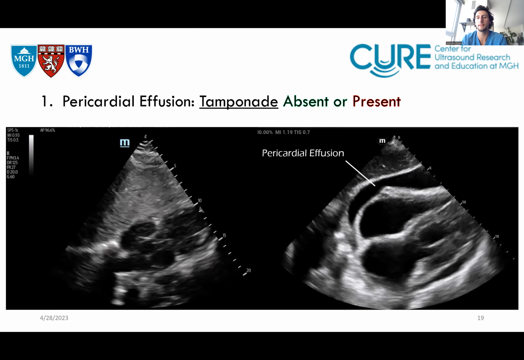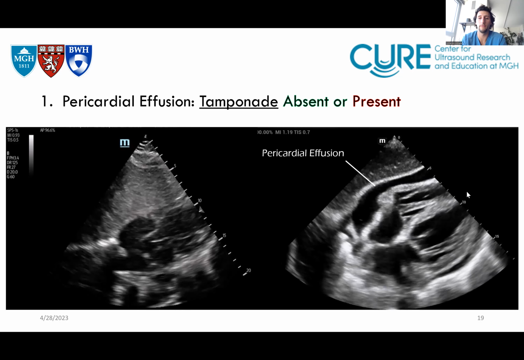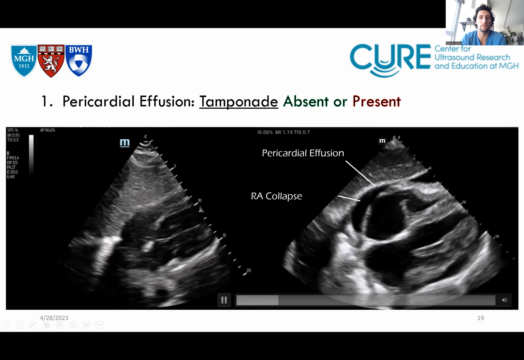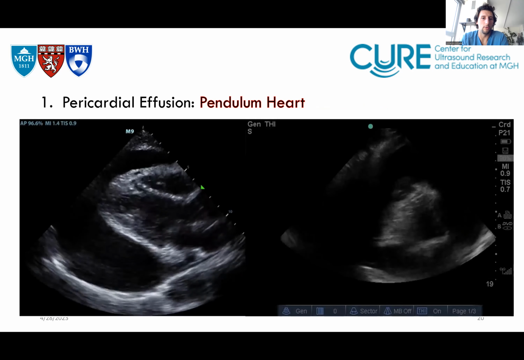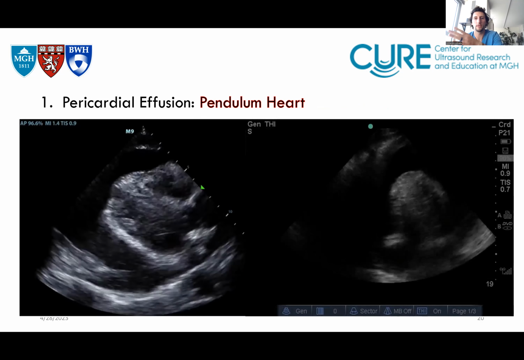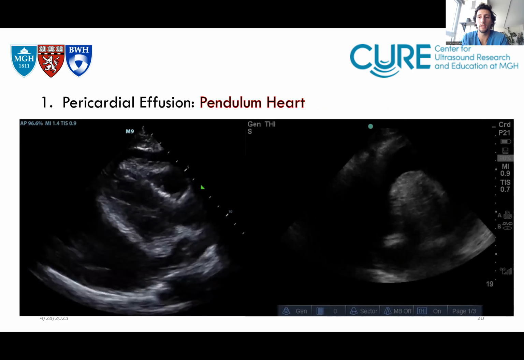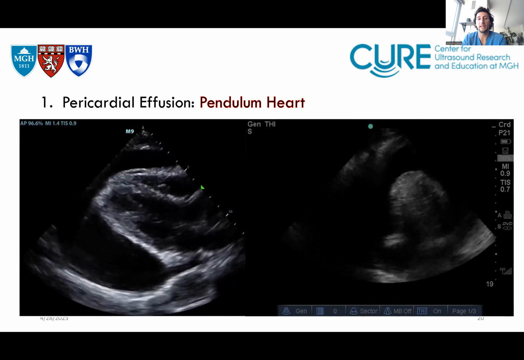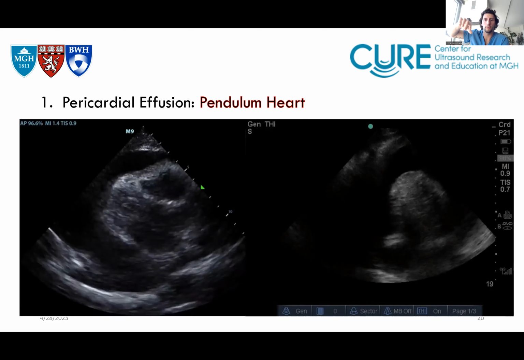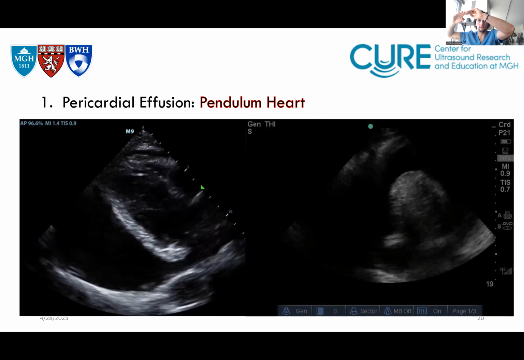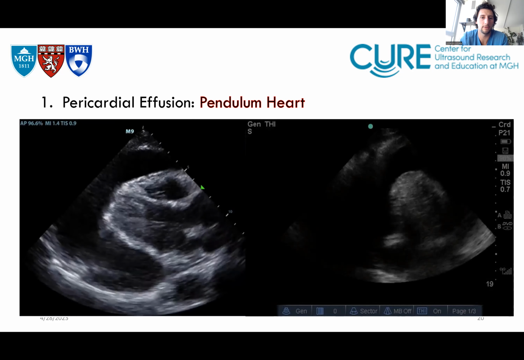That's what tamponade means. And so the best view to look for a pericardial effusion is your subxiphoid view, because it's usually a dependent fluid collection. This is an example of a pendulum heart where there's so much fluid that the heart is literally bouncing around in the pericardial sac. And this is when you see that EKG finding of electrical alternans, when your EKG is moving around essentially, and that's because your heart is literally bouncing around in your chest.